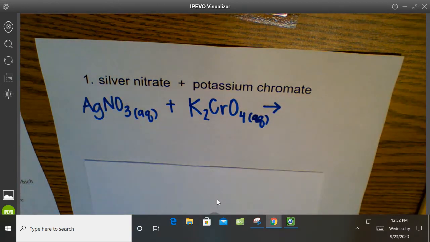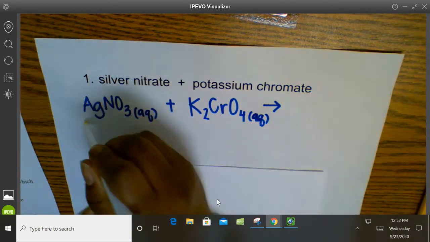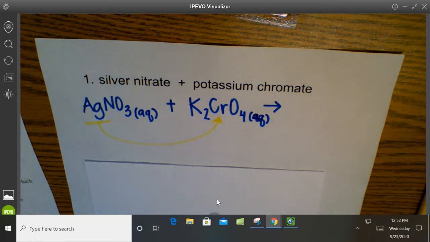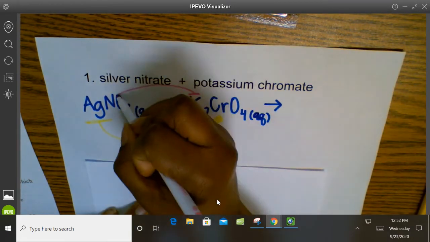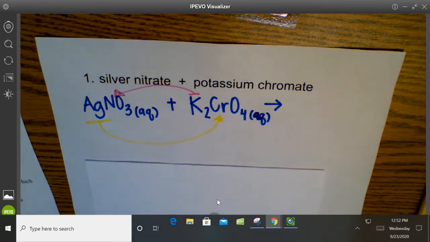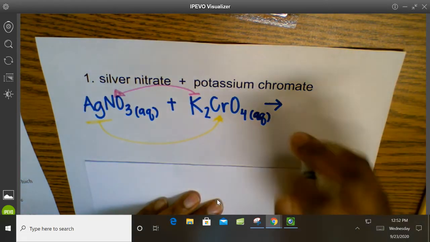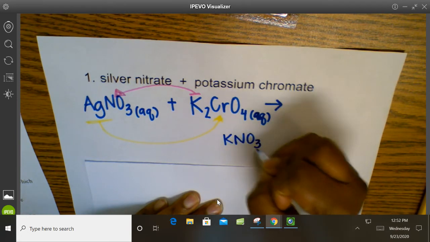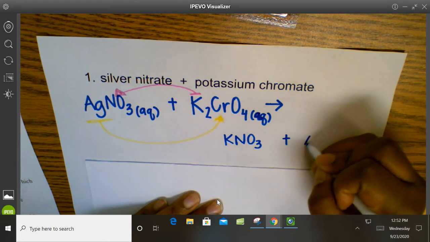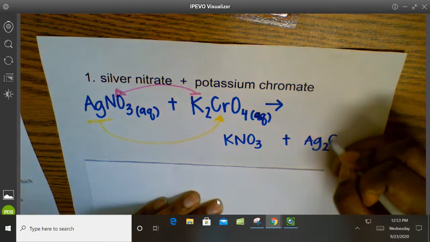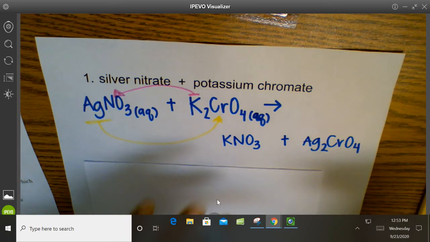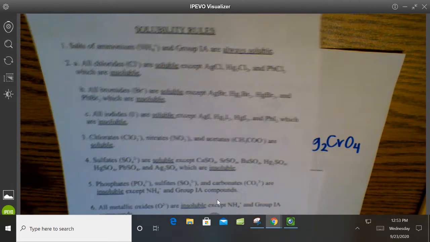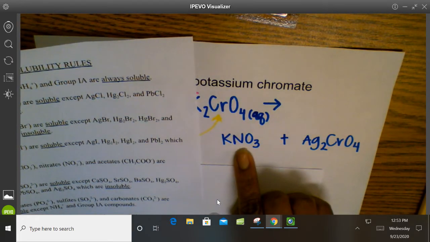Okay, so this is a regular double replacement reaction. Silver is going to connect with chromate. Potassium is going to connect with nitrate. And this is what we get. I'm going to write it down here because of space. We get KNO3 and we get Ag2CrO4.